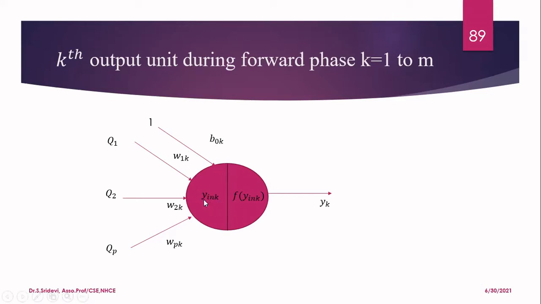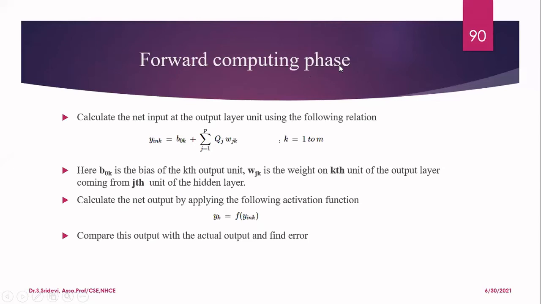And once you get the summation, you apply the activation function to that. That activation function is nothing but f. I'm applying that over this summation input only. So once I do that, I'll be getting the output from the output unit. That is nothing but yk. So this yk is the final output in our multi-layer artificial neural network. So many neurons in the output unit, but I am focusing only on one neuron. During the forward computing phase, calculate the net input at the output layer unit using the following relation. So this is the relation you have to apply. First term is related to the bias and the second term is related to summation of all the weighted inputs from the hidden layer neurons.